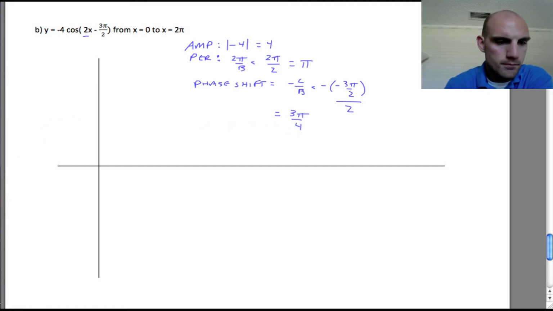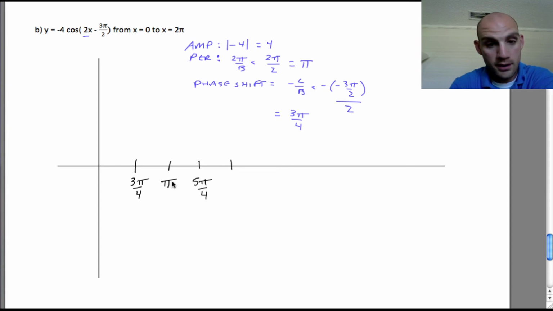Now, how do I use this information? I know that my phase shift is going to take me to the right because my phase shift is positive after I outlined that. And so I'm just going to start here at 3 pi over 4. Now, I know that my period is going to be pi, so let's think about this. If I go 1 pi over 4, I get 2 pi. If I go another pi over 4, I get 5 pi over 4.